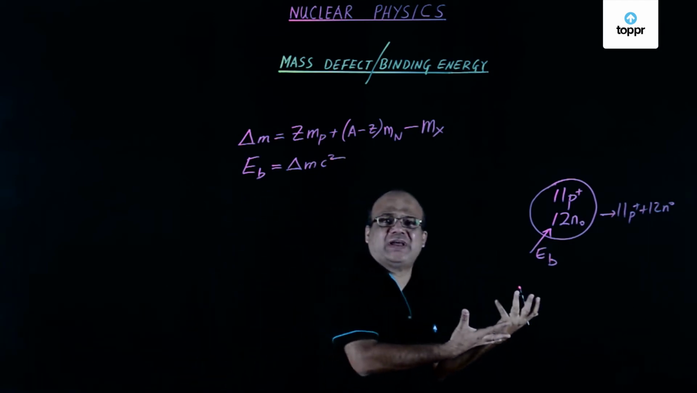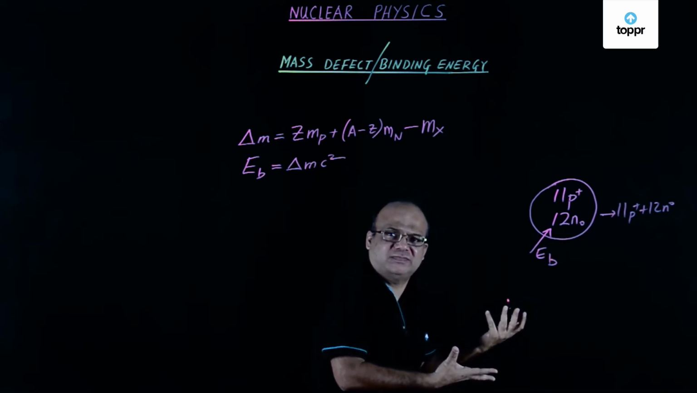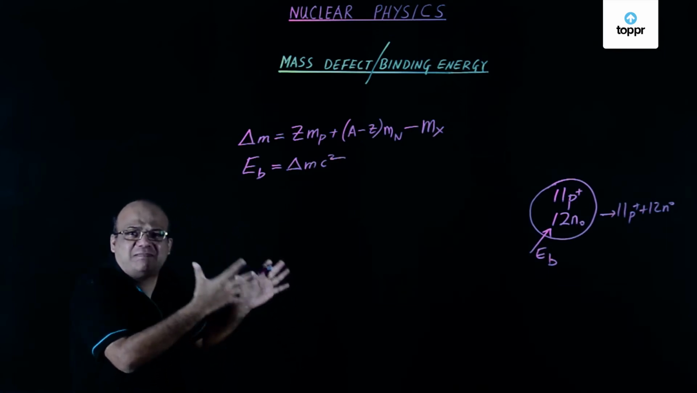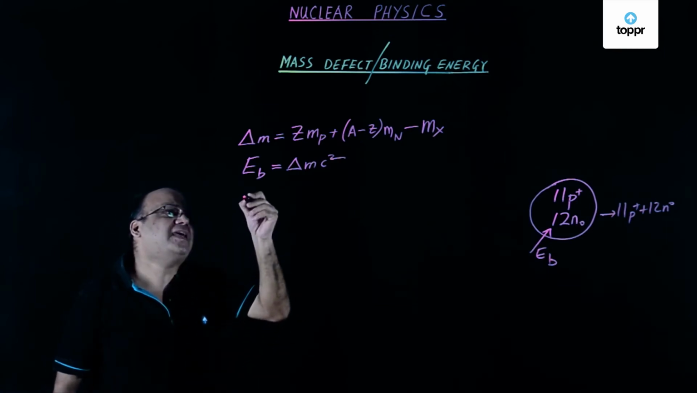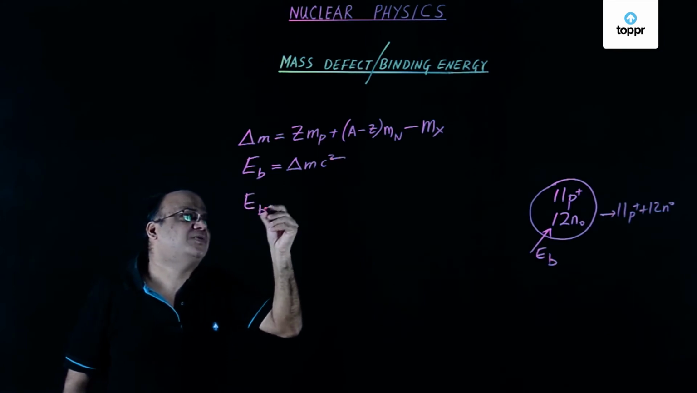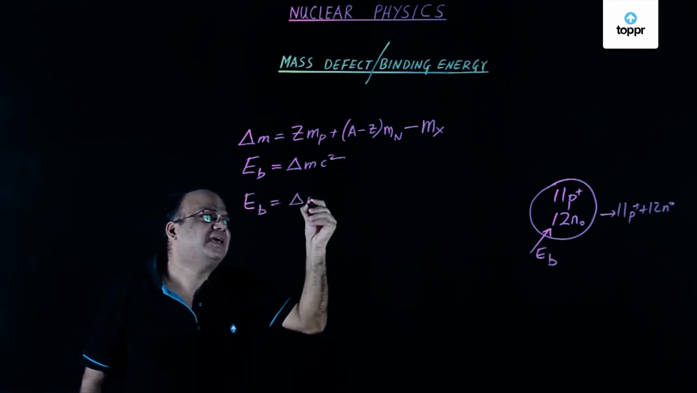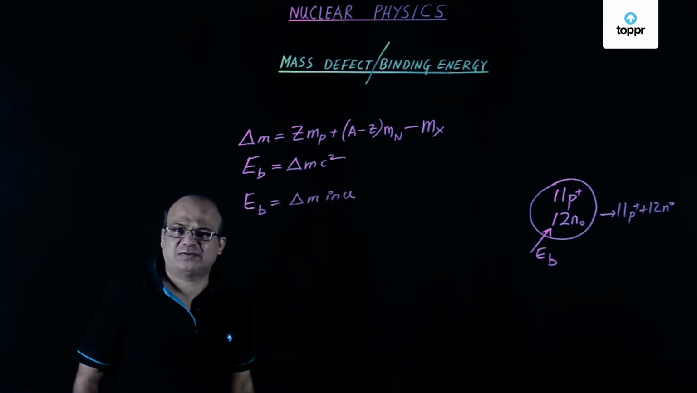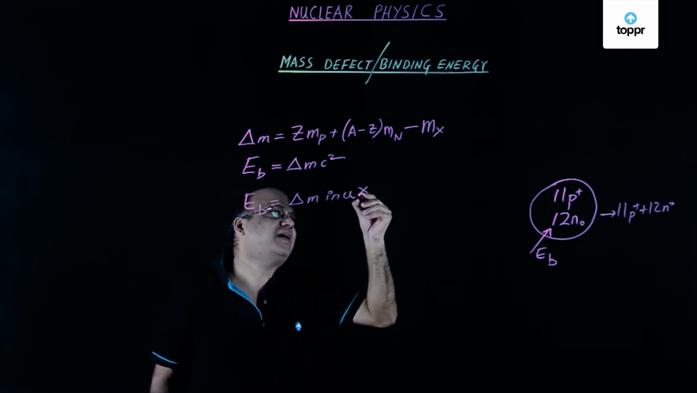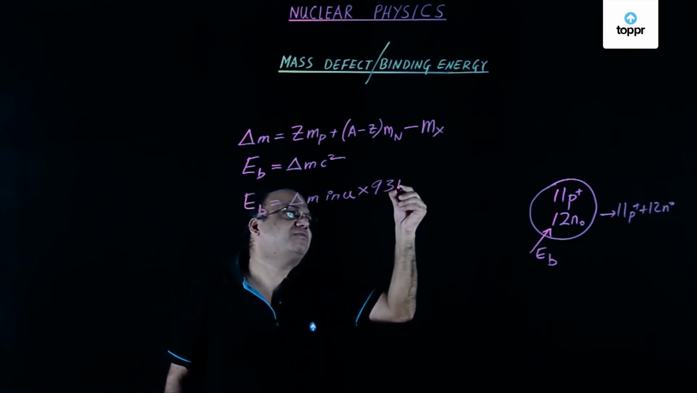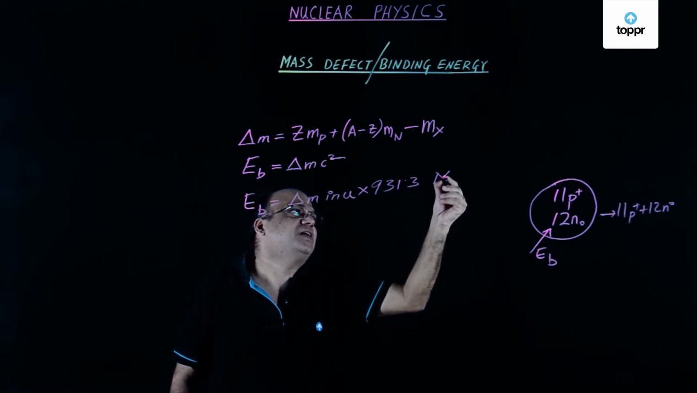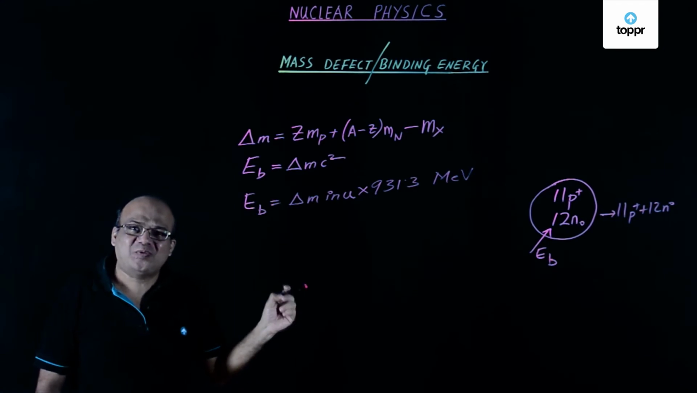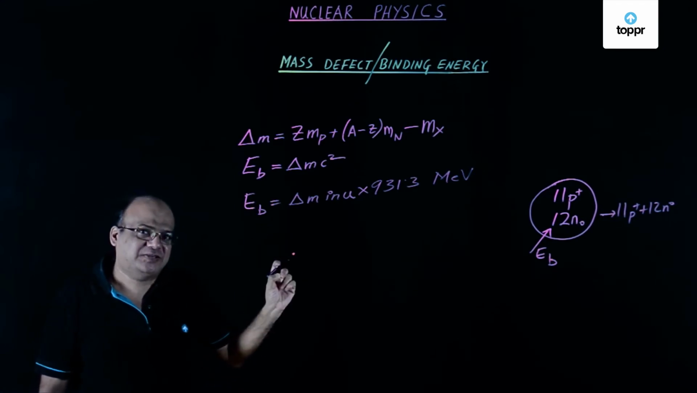Now, how do you calculate binding energy in a question? Normally, the mass will be given in unified atomic mass unit. So, binding energy will be equal to delta M in u, the mass defect in unified atomic mass unit, and we multiply this by 931.5, and this much MeV of energy we will get. This is how we calculate binding energy.